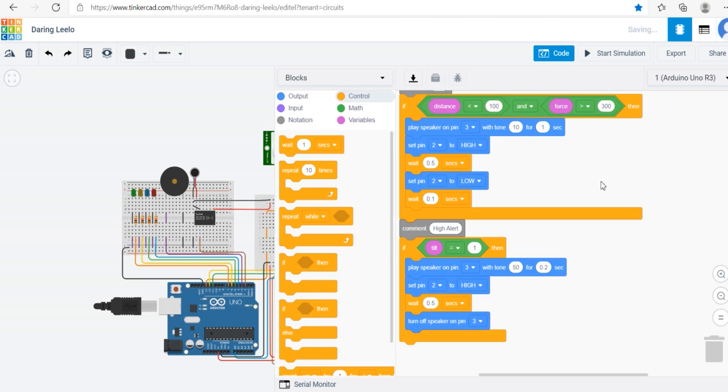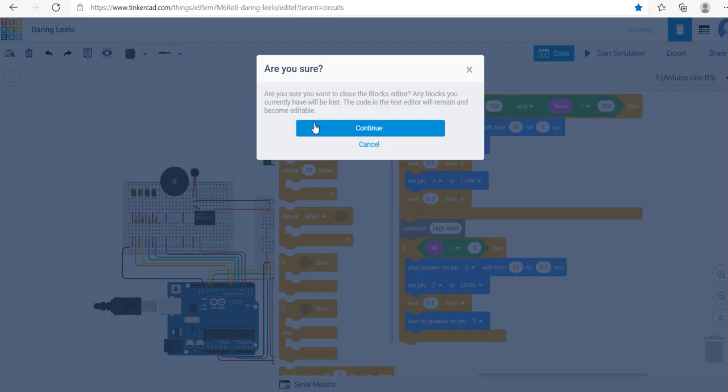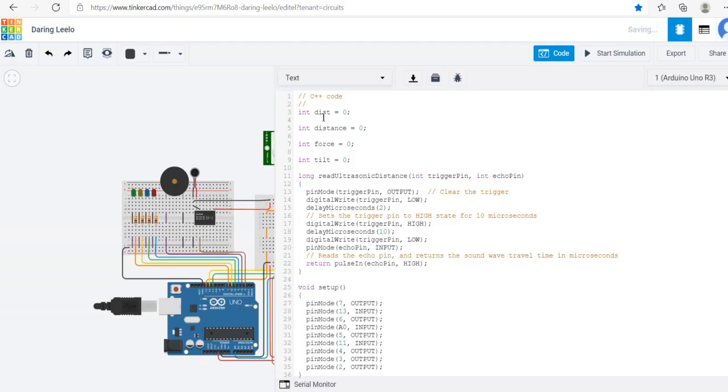This was all about the block code. We can also get the text code. See, this one is the text code, and this can be used to run in Arduino IDE.